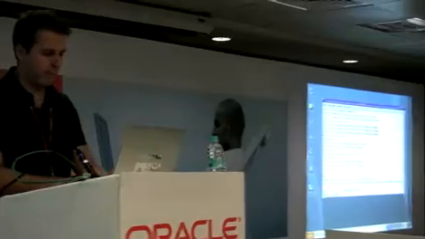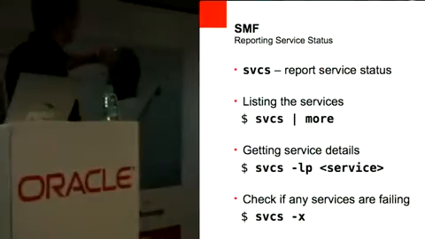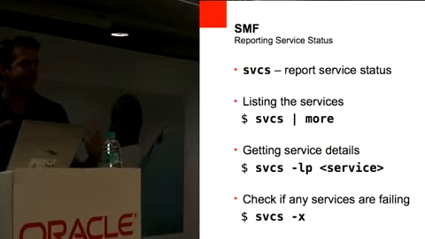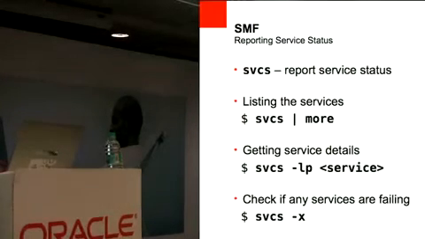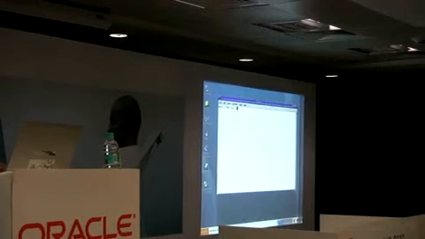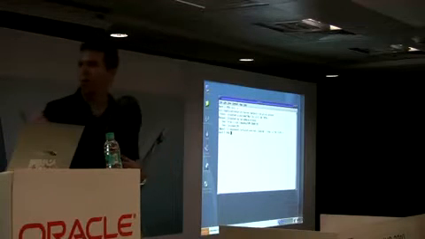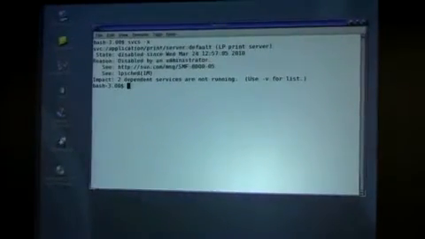So let's, for example, I think I have, here we go. There's two commands you're going to use with SMF. The SVCS command is for working with service status. So what I'm going to do is run -X to see if there are any services currently in need of attention on my system. The one service that came up is the LP print server. And notice it just says it's been disabled by an administrator. That could be me, I'm an administrator.